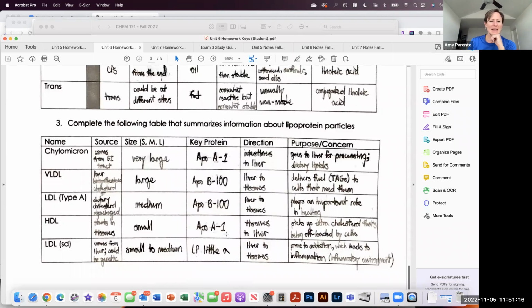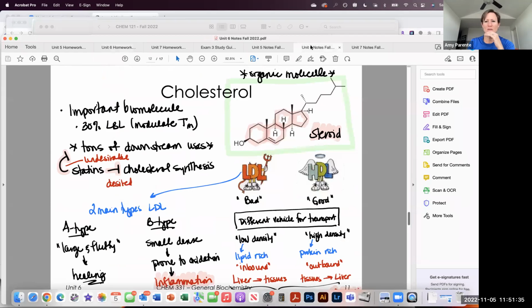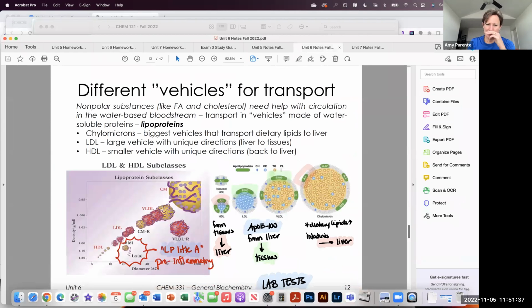that could be problematic. And then for the small, dense particles, those are the ones that have that LP little a. And it's really LP with like a subscript A, which is why we call it LP little a, but that's a little protein that's very pro-inflammatory. Okay, so I want you to know sort of those directions that we have. And I think that was on this slide here where we can see the different particles highlighting that ApoB100, the ApoA1, and then we've got this LP little a, that's a protein tag that's on our small, dense LDL particles.